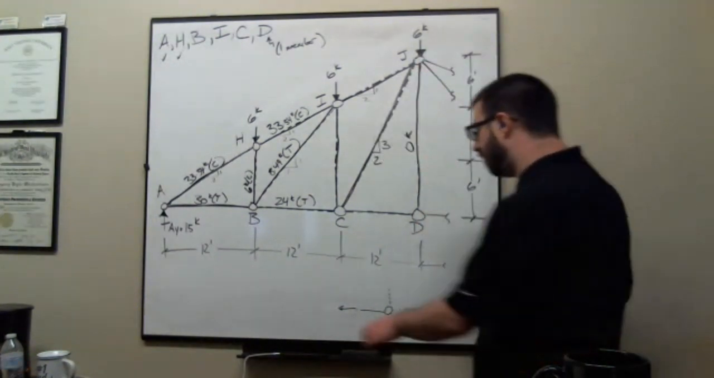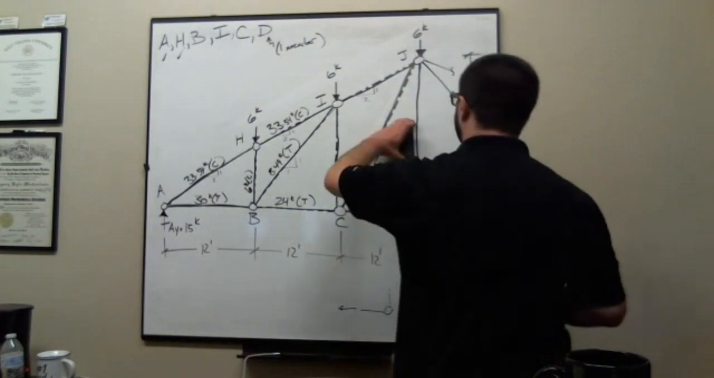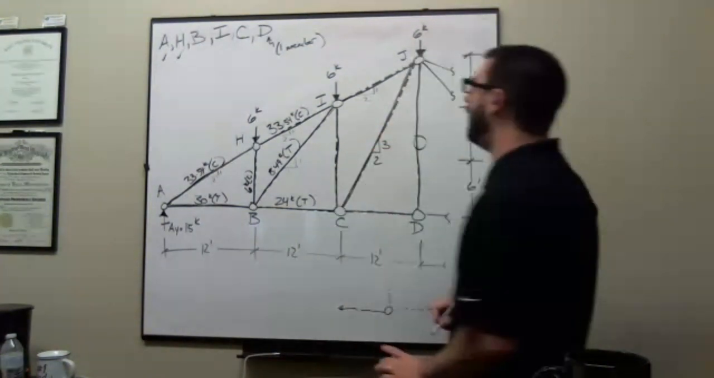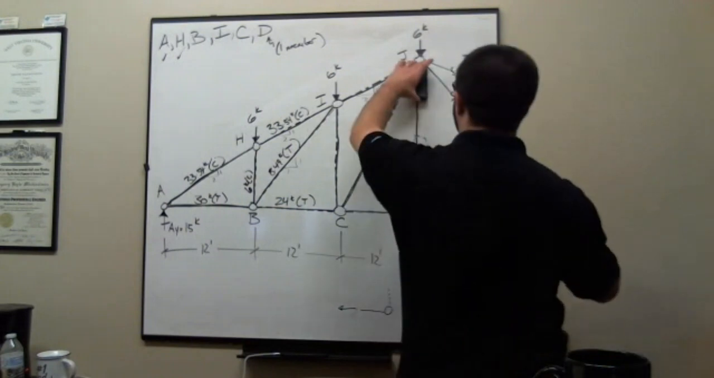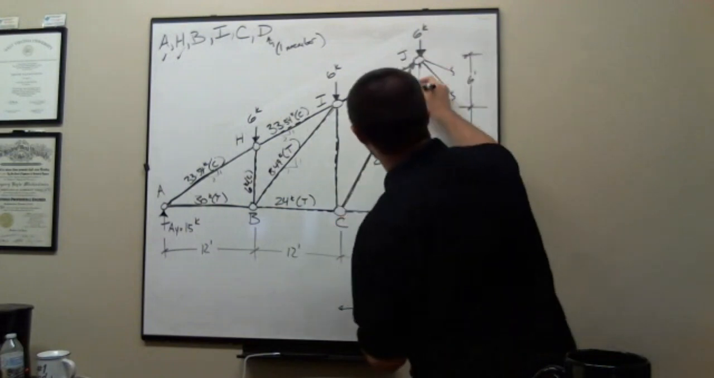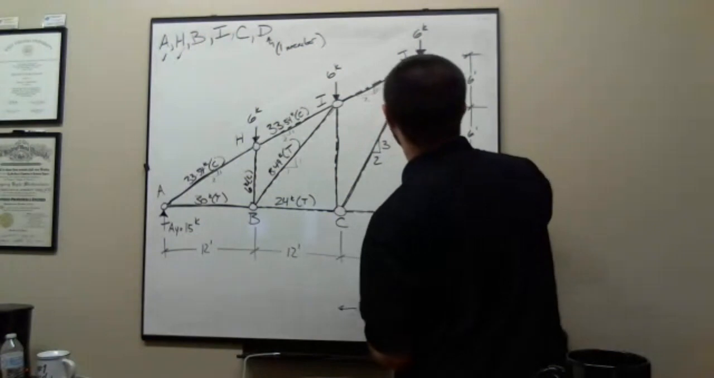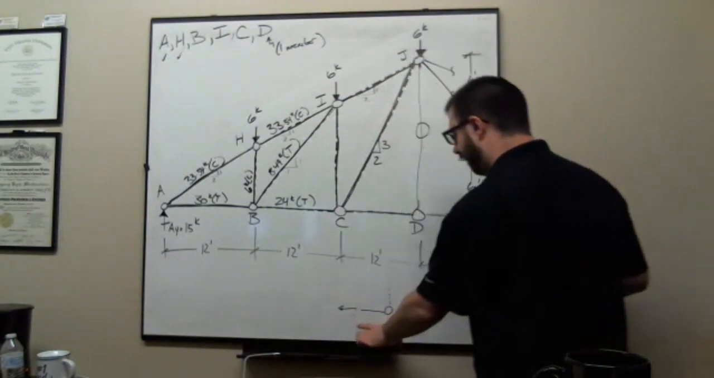Sometimes you can write it with just a zero. Sometimes what you'll see me do is when I'm solving a truss, I'll just put a zero through the member. Actually, I could probably do a little better than that. So here's the member. And sometimes you'll see me just do that.